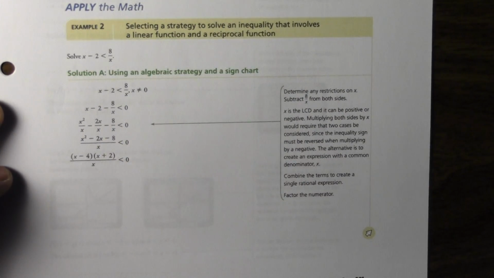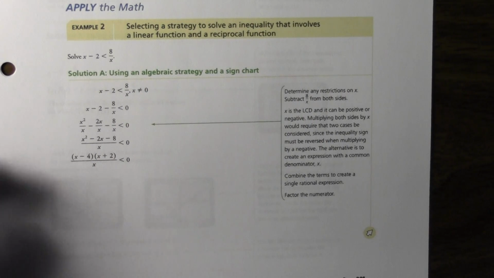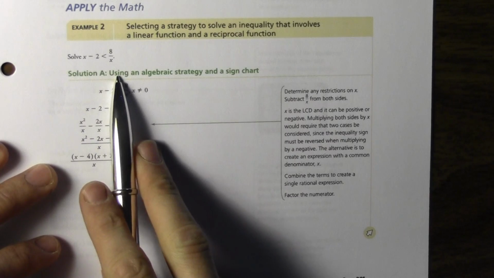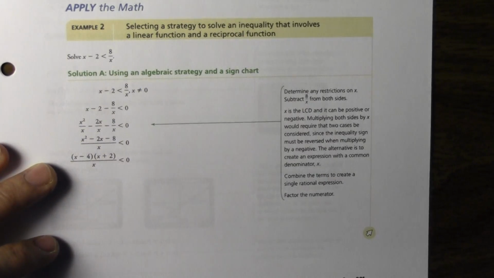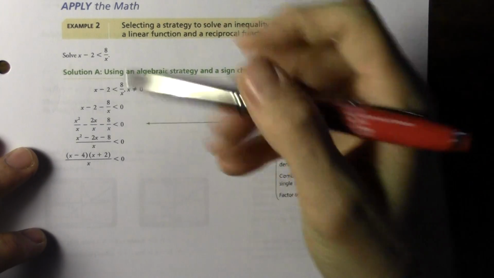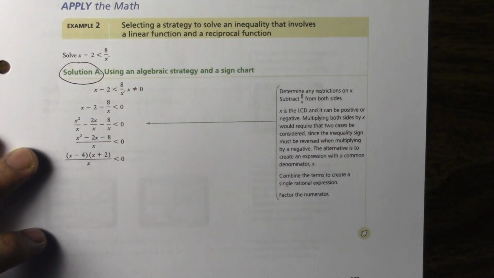Selecting a strategy to solve an inequality that involves a linear function and a reciprocal function. All right, so algebraic is really the only strategy I'm going to be testing you guys on. So this is the one we want to focus on. In both scenarios, solution A.